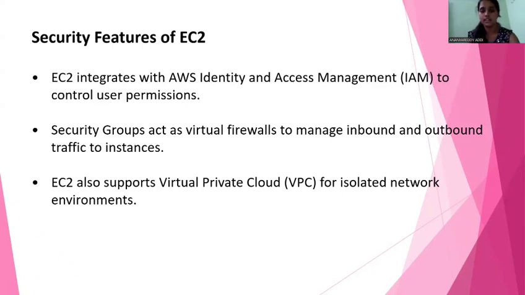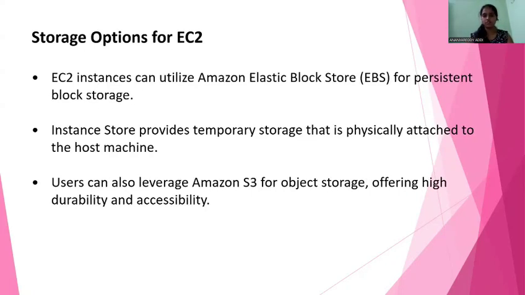And going to the next slide, that is storage options for EC2, which means the storage choices for your data. What are the different storage choices for your data? It contains EBS, that is Elastic Block Store. It is persistent storage for the data. Even if the instance is stopped, the data will be stored here.